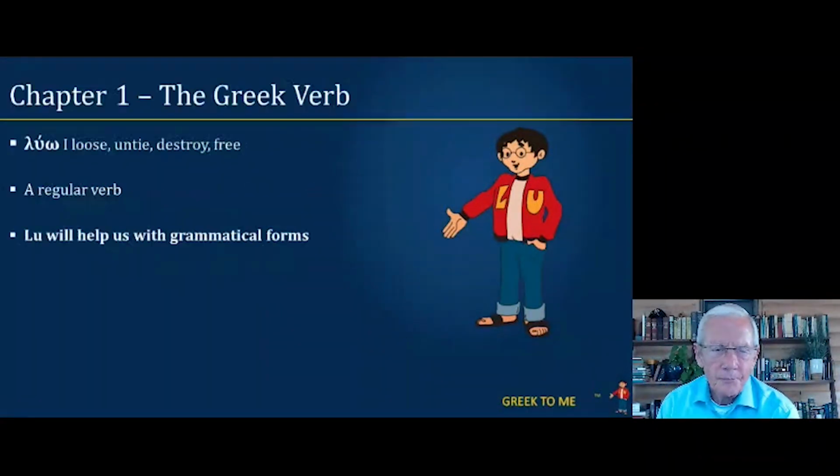Chapter 1. Now, in Chapter 1, we are introduced to the verb luo. That means I loose, I untie, I destroy, or I free. This is a very regular verb that is used in so many grammars. Lou, this little person here, is going to help us with the grammatical forms.